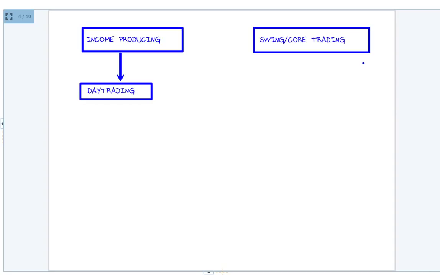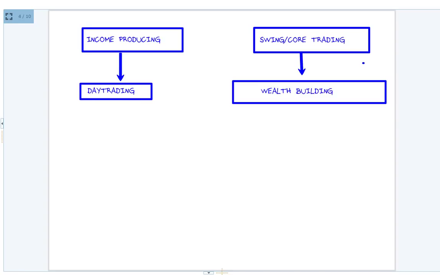Now, swing trading or core trading, actually, my bad, this was supposed to be here. So swing trading or core trading is not a form of income producing. It's wealth building. Make sense? So day trading is a form of income producing style. That's what you live off, expenses and things like that. Swing core trading is not to live off. It's not to cover your expenses. It's not your trading income.